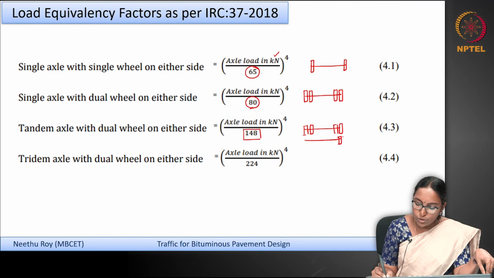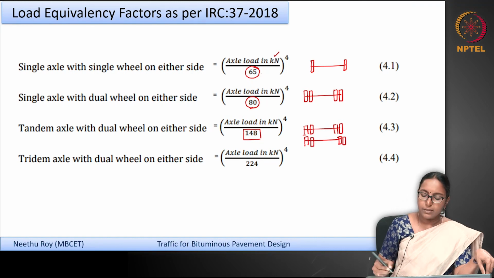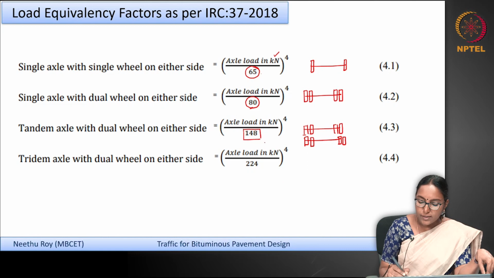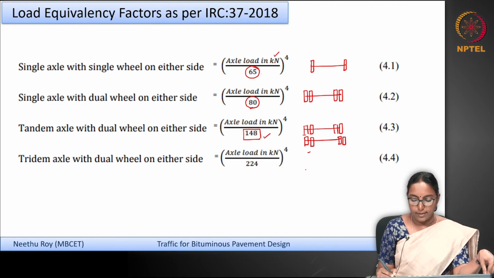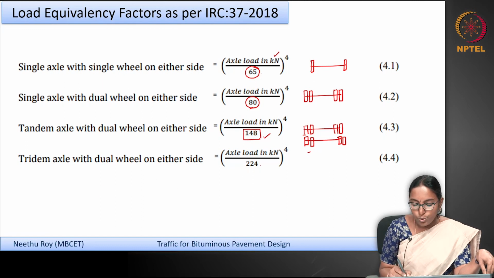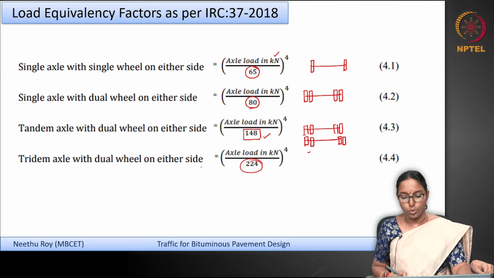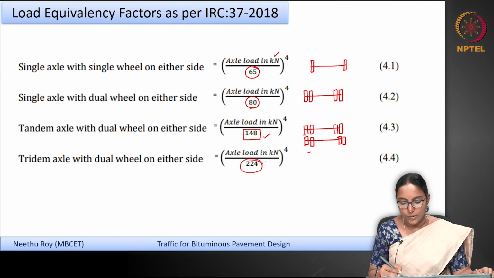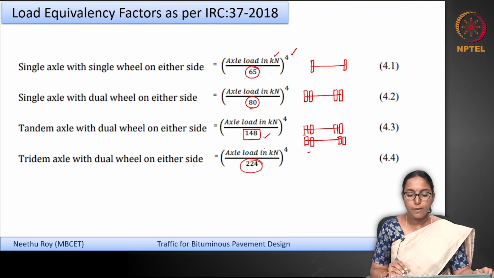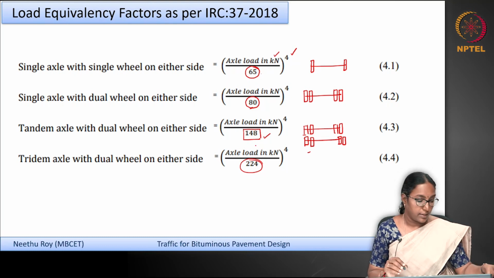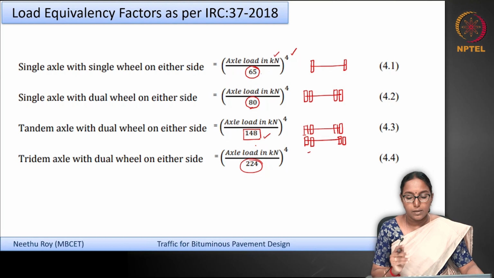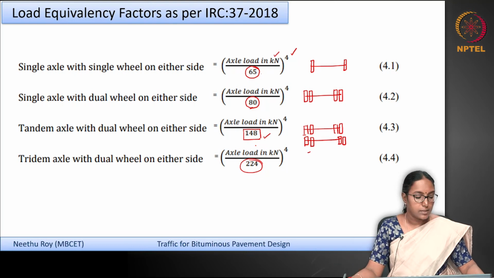okay, so this is a tandem axle on dual wheel like this. So you have to consider the axle load in question divided by 148, which is taken as the standard axle load. Similarly, in the case of a TRIDEM axle with dual wheel on either side, 224 is taken as the standard axle load. Okay. So you can use these expressions and the fourth power law to find the equivalency factors as per IRC 37. This is discussed in detail when the design using IRC 37 is discussed in this course.